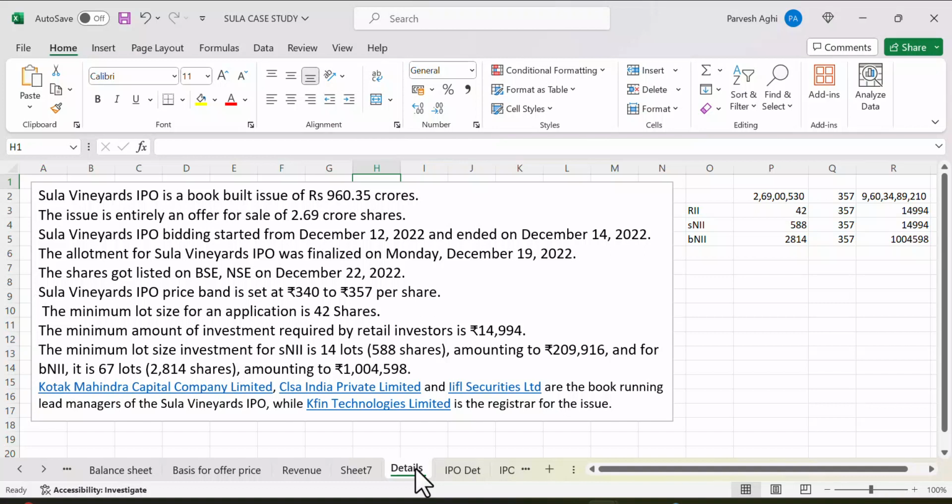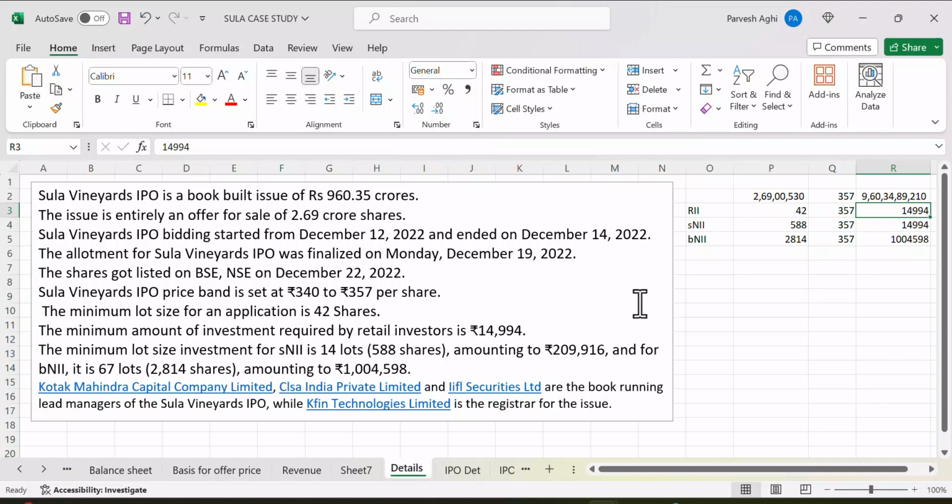Sula Vineyards IPO price band was set at 340 to 357 rupees per share. The minimum lot size for an application was 42 shares. Very important. That means the retail shareholders can apply only in lots of 42. The minimum amount of investment required by retail investors is 14,994 rupees. You can see, 42 was the lot size and 357 was the upper price. So they have to pay 14,994 rupees at the time of making their application for one lot. If they're applying for two lots, multiply by two.